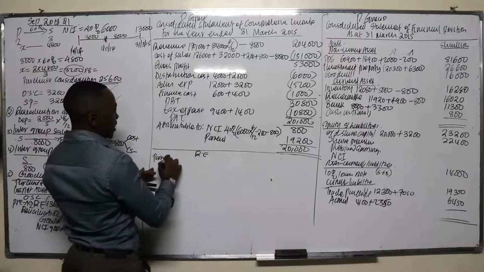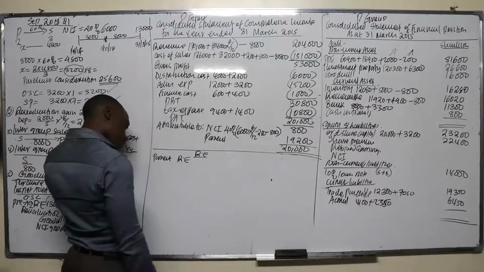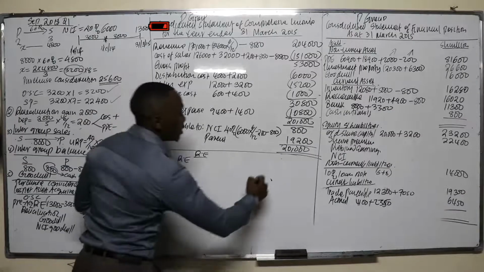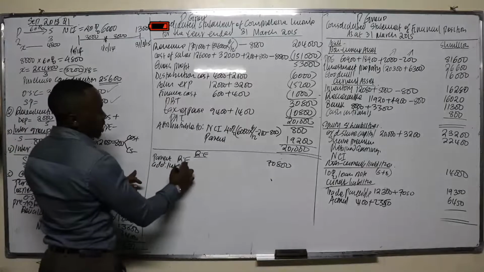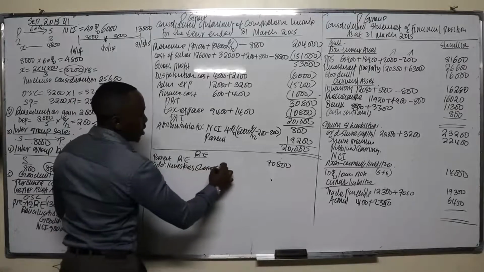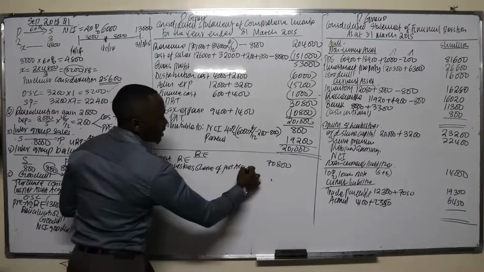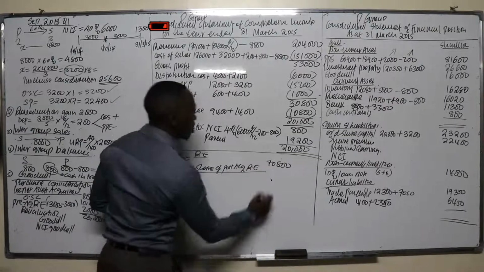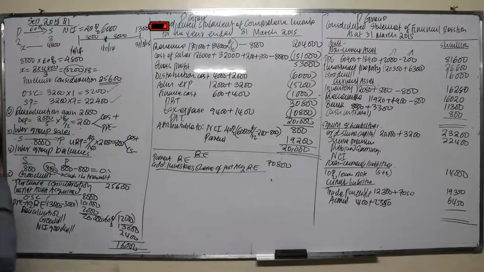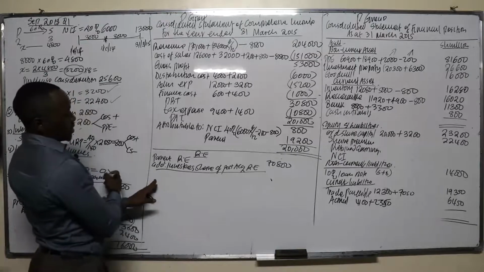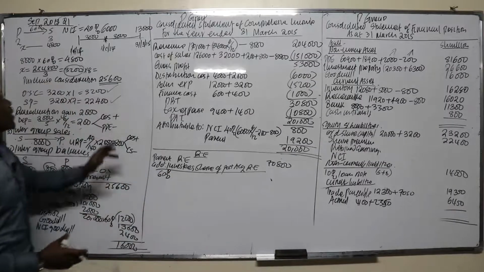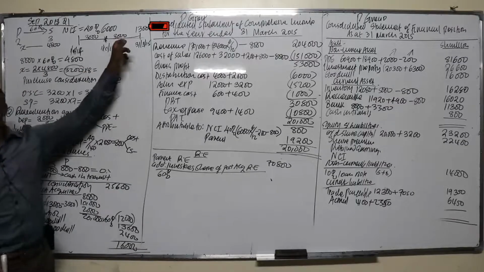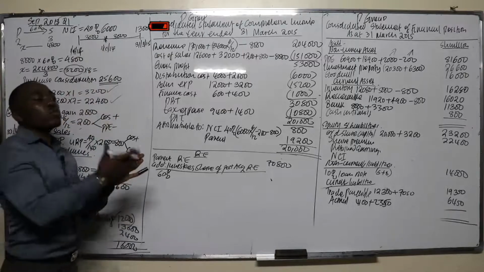You take parent's retained earnings. How much is the parent retained? 70. Then you add investee share of post-acquisition retained earnings. From the date of acquisition, how much was the retained earnings of S? We are controlling them 60%. For the 6 months, from the date of acquisition up to the end, they made a profit of 3,000. So that's the post-acquisition retained earnings.